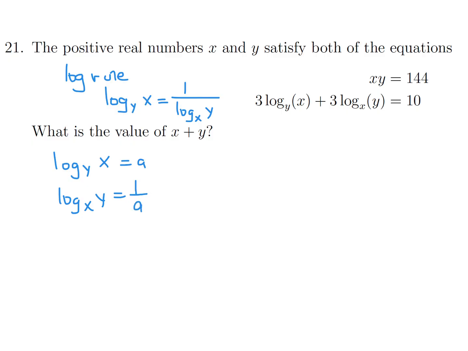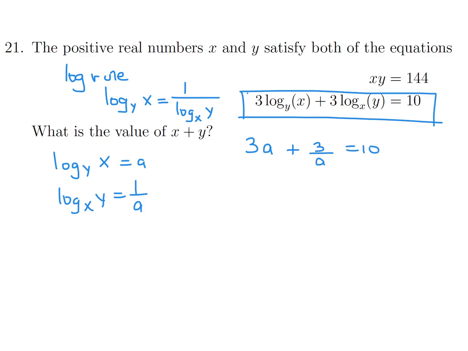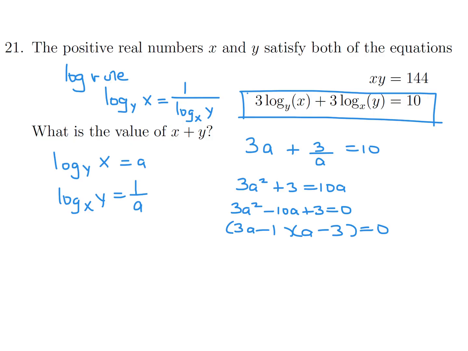So therefore, the second equation becomes 3a plus 3 over a is equal to 10. And if you multiply through by a, you get 3a squared plus 3 is equal to 10a. And then 3a squared minus 10a plus 3 is 0. And this factors very nicely, fortunately. So 3a, a, 1, 3, minus, minus. So a is equal to 3 or 1/3. All right, perfect.